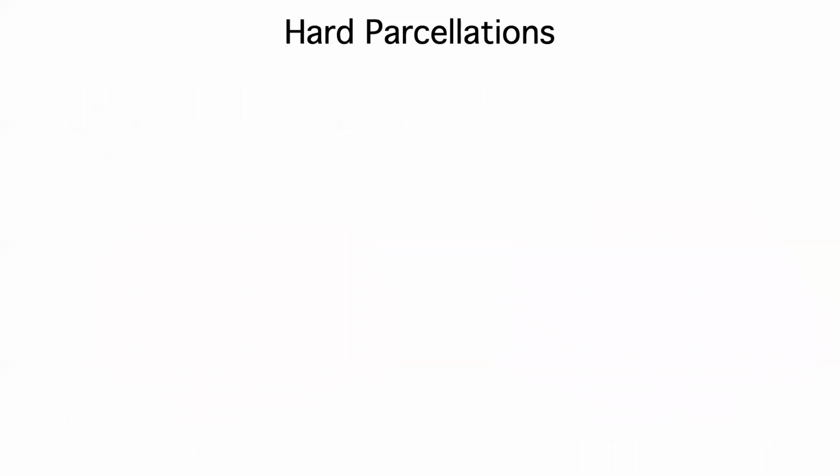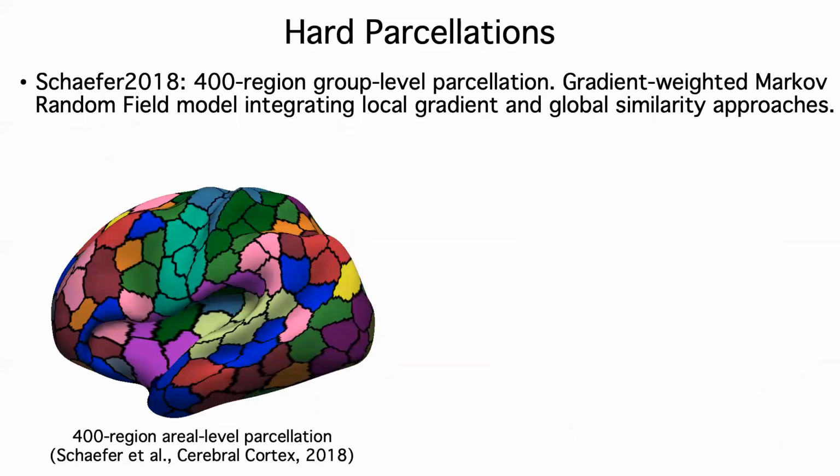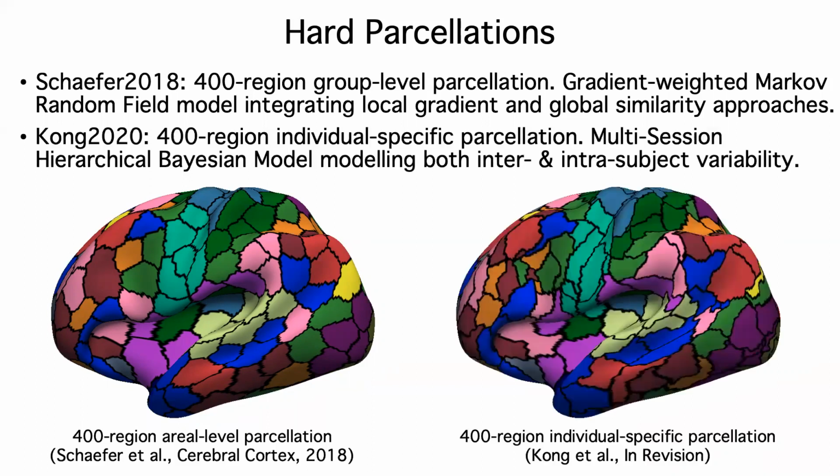For hard parcellation approaches, we include the Schaefer 400-region group-level parcellation shown here. The Schaefer group-level parcellation is generated based on a gradient-weighted Markov random field model, which integrates both local gradient and global similarity approaches. We also include our 400-region individual-specific parcellation shown on the right. We extended our previous multi-session hierarchical Bayesian model for estimating brain networks to estimate finer area-level parcellations.